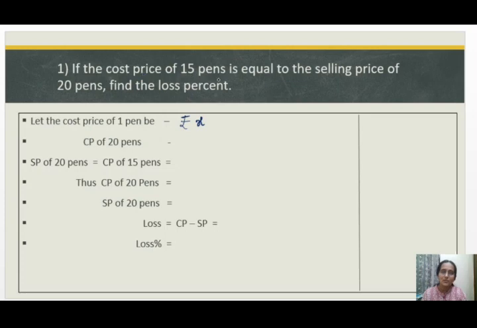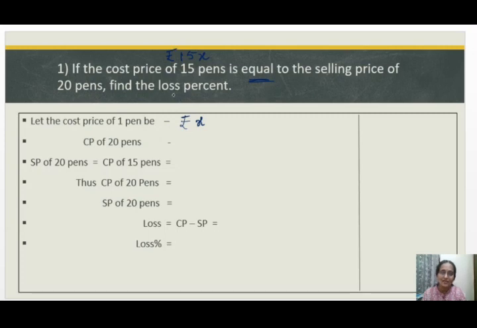So what is the cost price of 15 pens? It is rupees 15x, right? It is equal to the selling price of 20 pens. Now when the cost price of 1 pen is rupees x, what is the cost price of 20 pens? They are speaking only about the selling price of 20 pens, and we should find the loss.